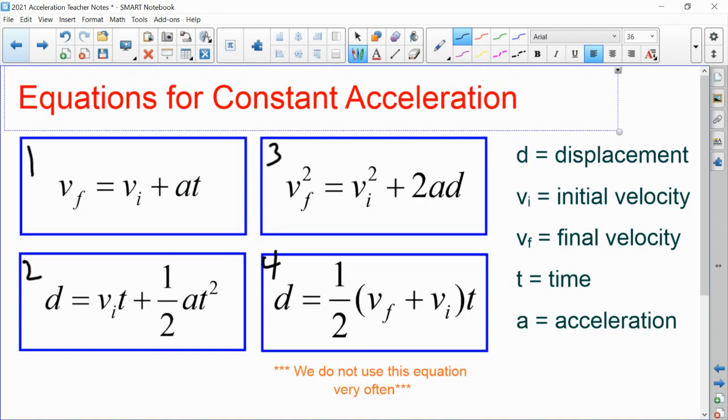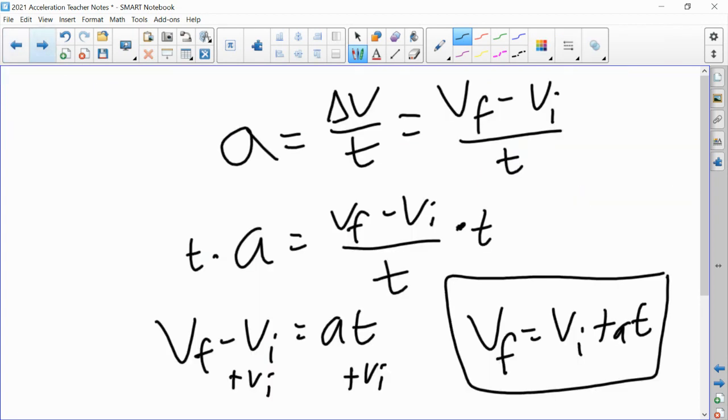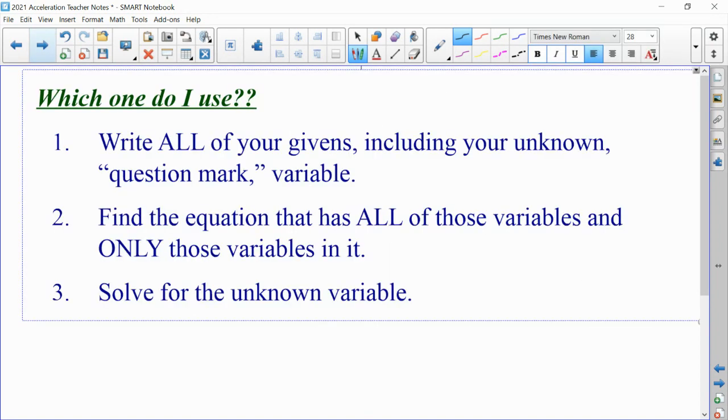Basically you can get all the other ones by substituting some of the equations that we already know. But you're not going to have to do this in class. I just thought it'd be good for you to see that these equations don't magically appear.